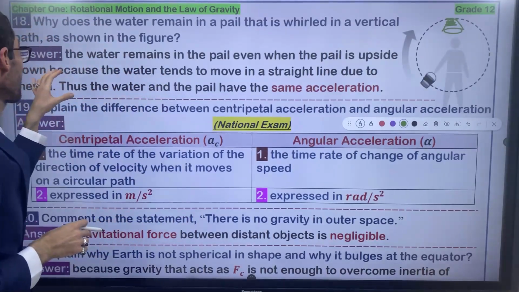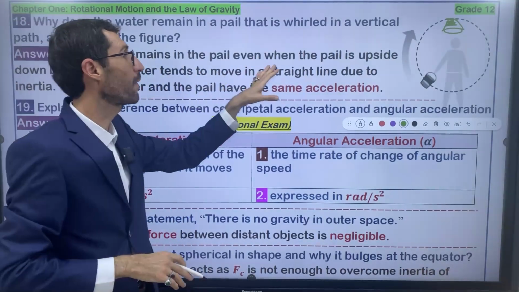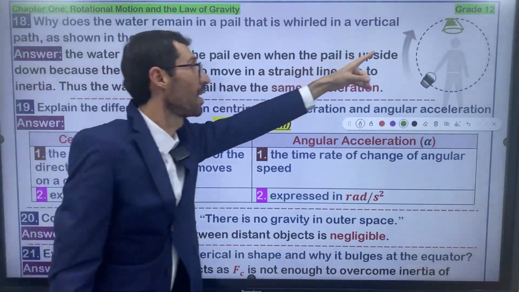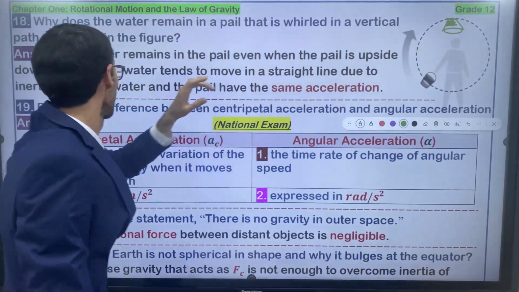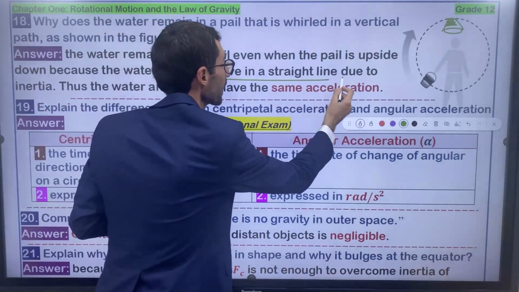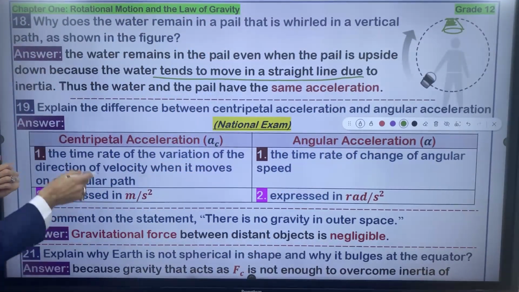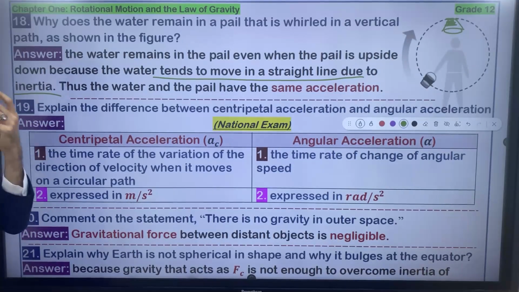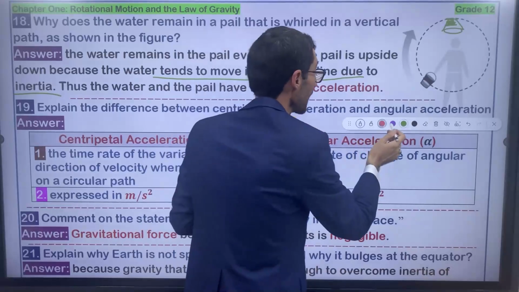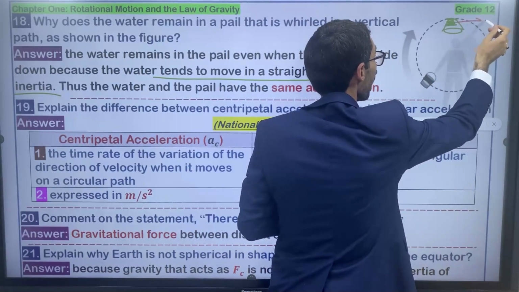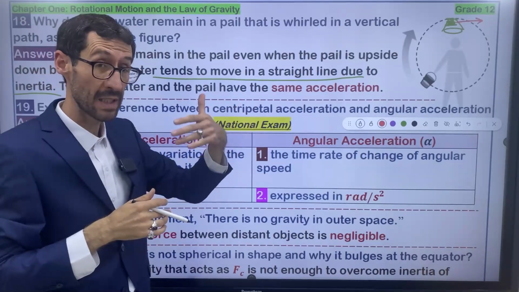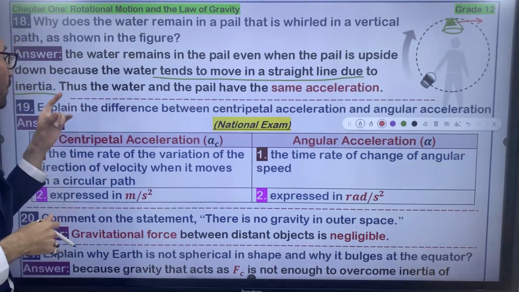Let's read the answer. It says the water remains in the pail even when the pail is upside down, like this case. I drew it for you. Because the water tends to move in a straight line due to inertia. Simultaneously, there are two phenomena. Inertia of the water tends to move the water in a straight line. That's the first one.